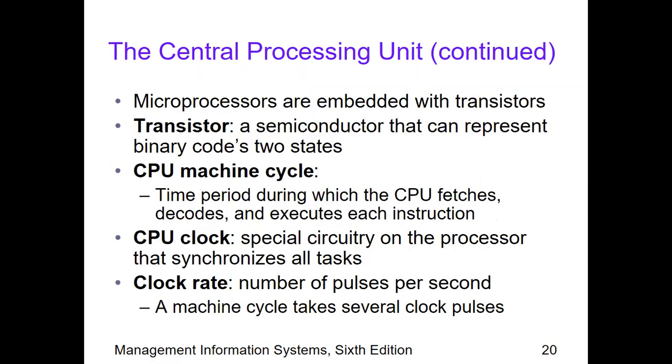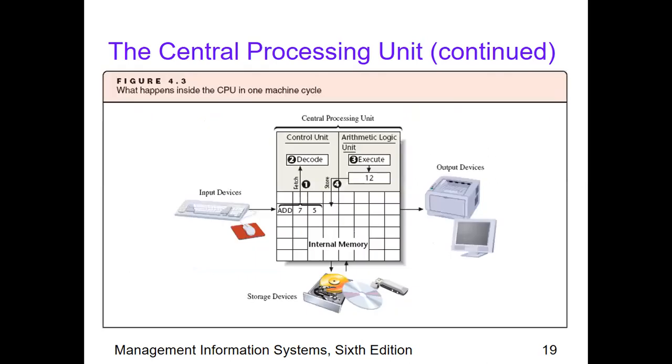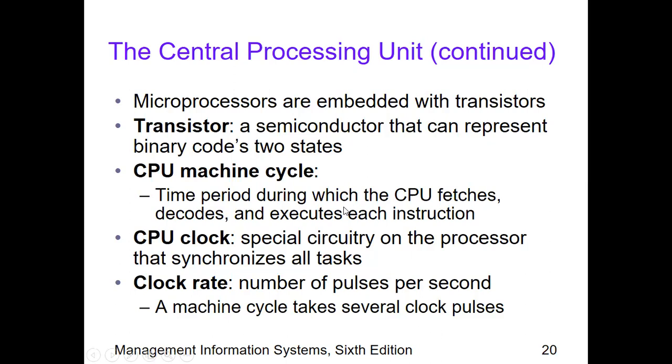Now, the CPU had multiprocessors a while ago. We also have the micro, again, the little ones which are embedded with transistors. A transistor is a semiconductor that can represent binary codes to states. Well, this is again based on machine, but at least we can know. CPU machine cycle is the time period during which the CPU fetches, decodes, and executes each instruction. Going back to the illustration, number one is to fetch, to decode, to execute, and to store. So fetch, decode, execute, that's the CPU machine cycle.